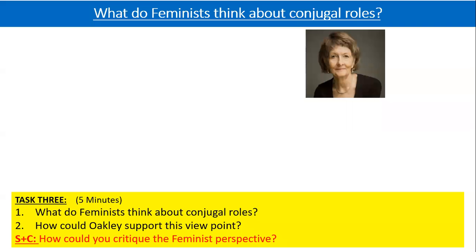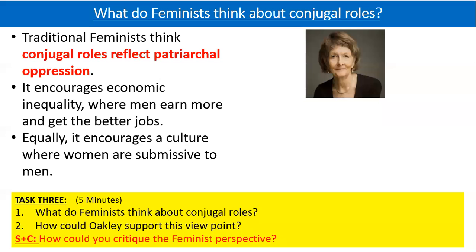So moving on, we've got the last theory, feminist theory. It all reflects patriarchal oppression. So it could be in terms of economic exploitation, so men earning more and getting better jobs because women are expected to look after the family. But it's also this idea of cultural oppression. It assumes that women should be submissive to men, whether that be working their days around their husbands, coming home from work, or just sacrificing themselves.